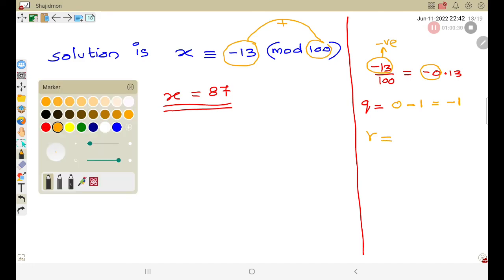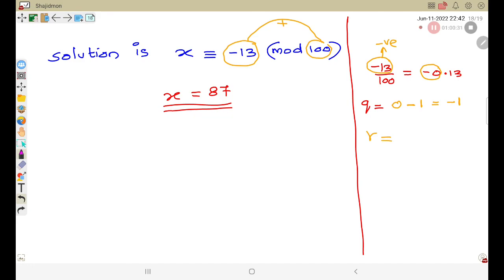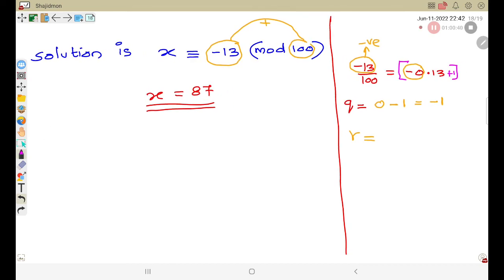Now you can check what is the remainder. What we need to do for the remainder? Opposite of the quotient. Quotient is minus 1, so opposite means plus 1. Okay. Then multiply with the divisor number. What is the divisor? 100. Multiply with the 100, so you will get 87. Okay. So this way also you can calculate it. So both ways same answer, x equal to 87 is the solution.